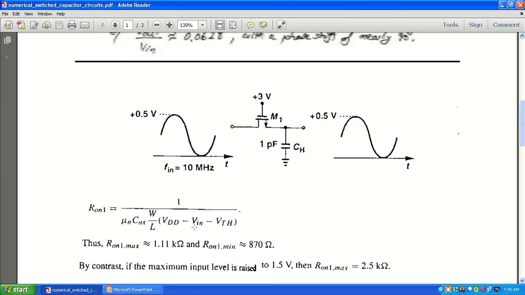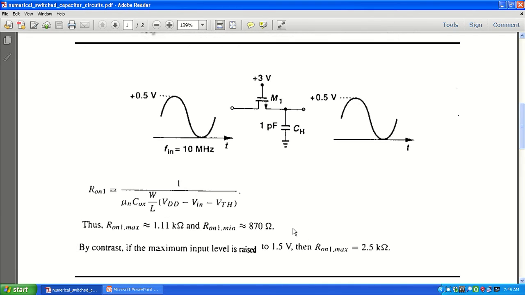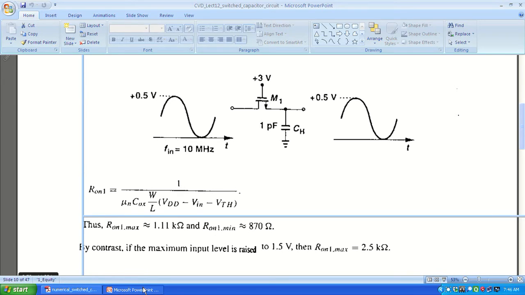Now you increase the input to 1.5 volts, that is you substitute in this formula Vin as 1.5 volts and calculate the on resistance. So now you will get the answer as 2.5 kilo ohms. What does it mean? When input voltage is 0, you get the on resistance as 870 ohms. When input voltage is 0.5 volts, you get on resistance as 1.11 kilo ohms, and when input voltage is again increased, then you get on resistance as 2.5 kilo ohms.